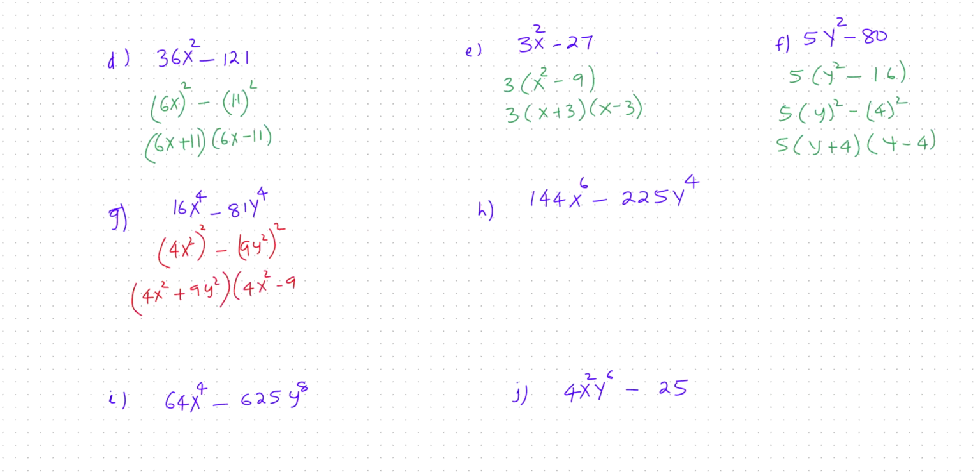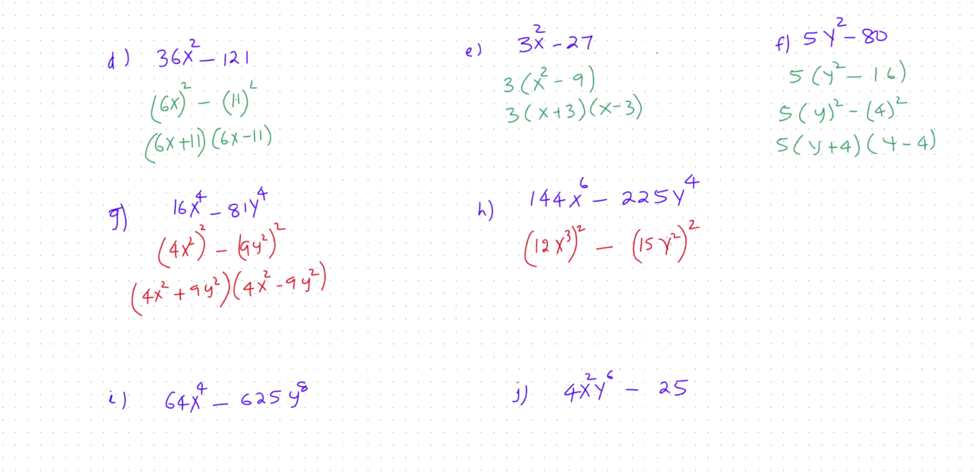Now here 144x to the power 6 minus 225y to the power 4. So first we write as a square. So square root of 144 is 12. And we have to write outside square. So (x cubed) and square. Check and see this should come equal to this. So 12 square is 144. x cubed to the power 2. So x to the power 6 minus for 225 we can write as (15y²) squared. So 15 times 15 is 225. y squared times to the power 2 is y to the power 4.